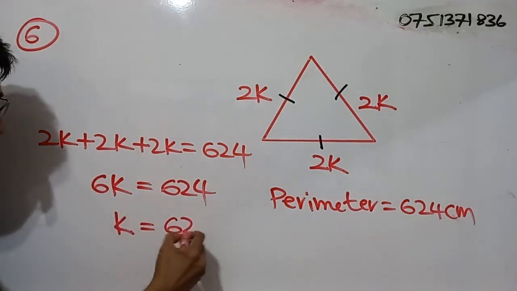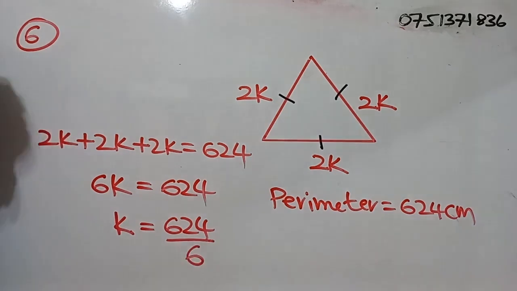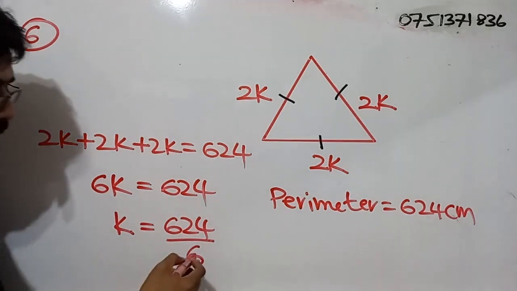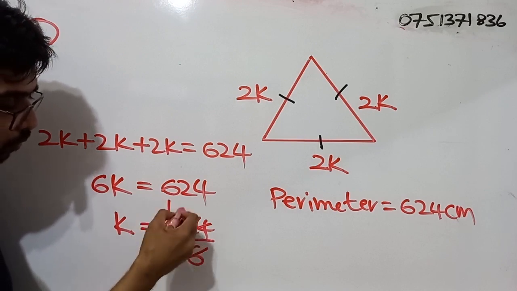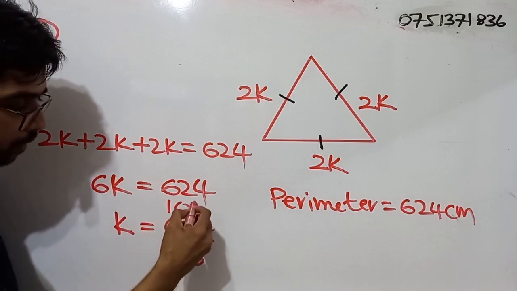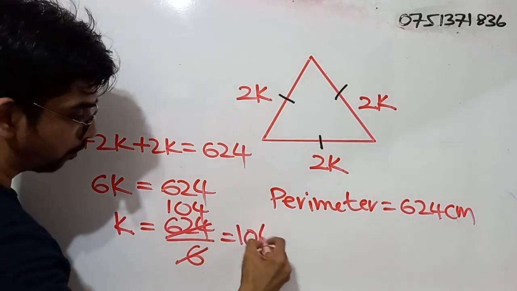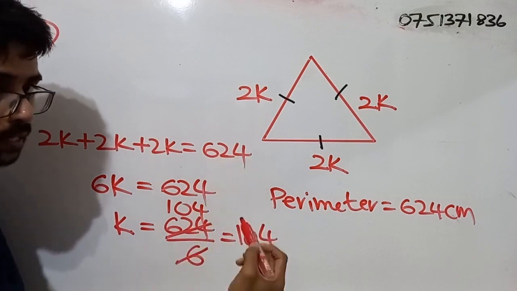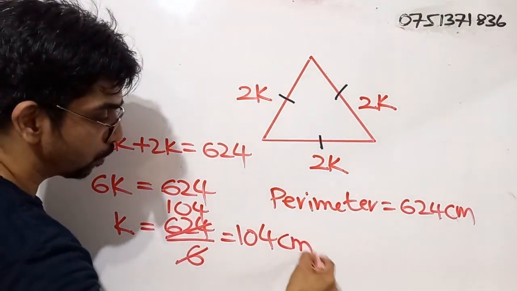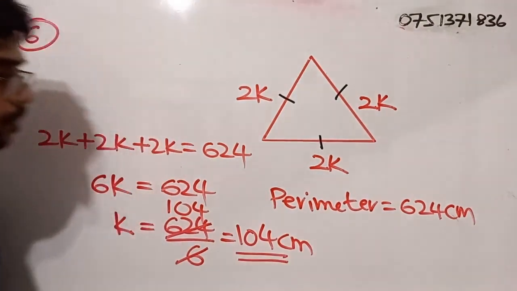K is equal to 624 divided by 6. Right? So 6 times how many are there? 1. For 2 there is no 6's, and for 24 we get 4. So this will be what? 104. So since this 624 is centimeters, this value is also centimeters. So this is the answer.